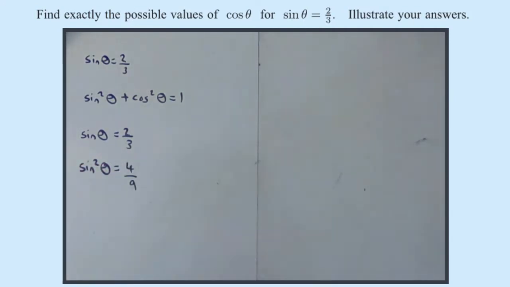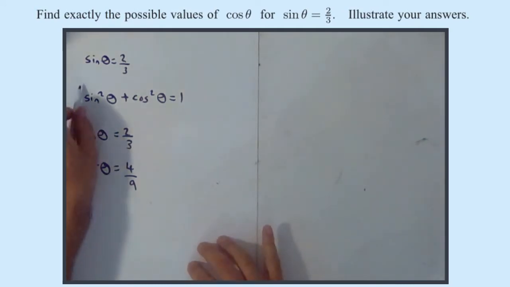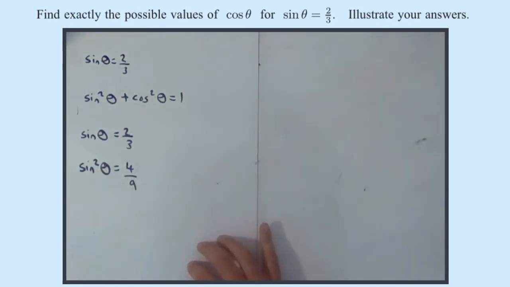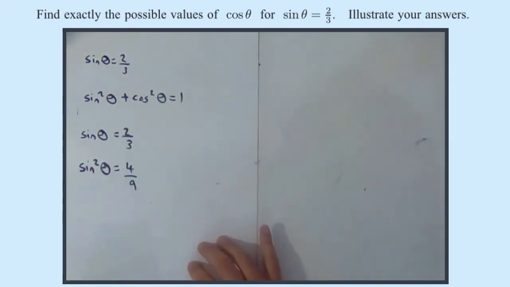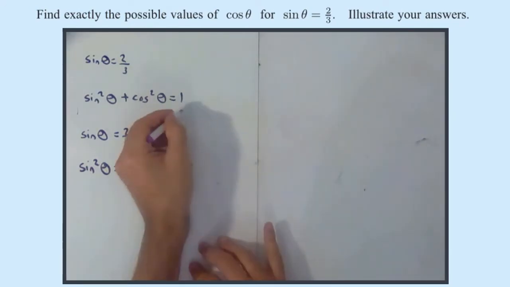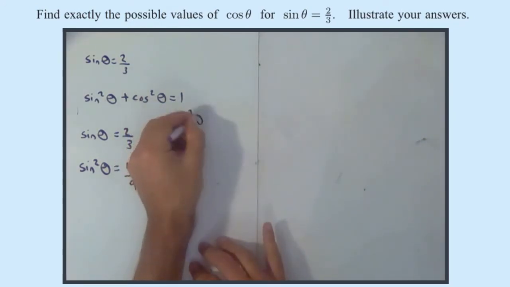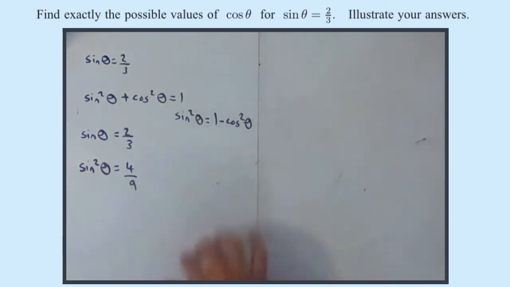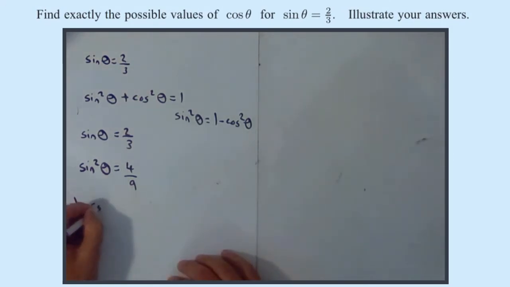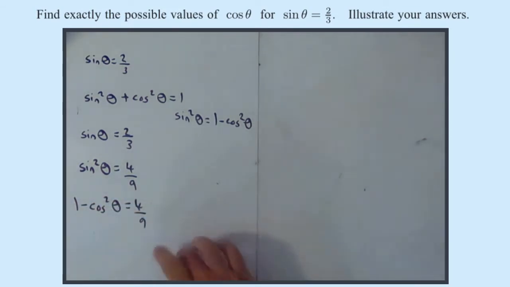So now I can use this Pythagorean identity. If sine squared theta plus cos squared theta equals 1, then sine squared theta must be 1 minus cos squared theta. Sine squared theta equals 1 minus cos squared theta. So I can now substitute, and then we can look to find cos theta. So 1 minus cos squared theta equals 4/9.